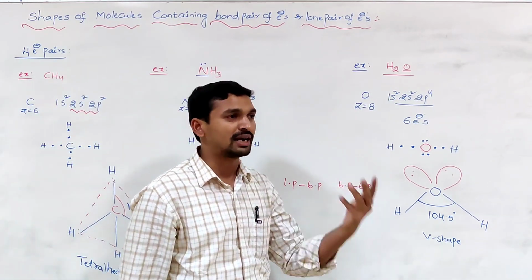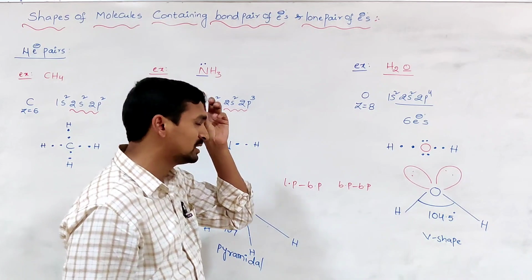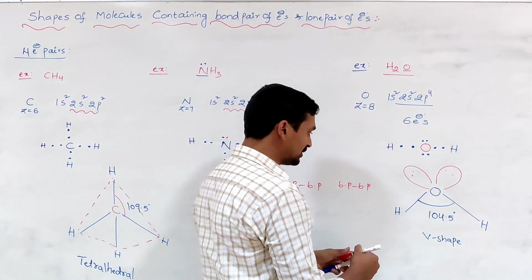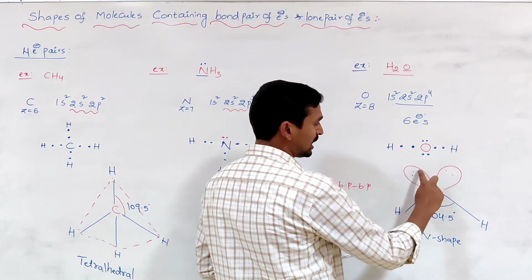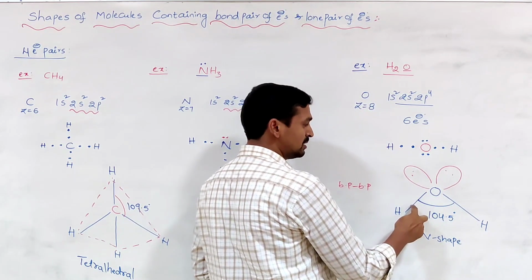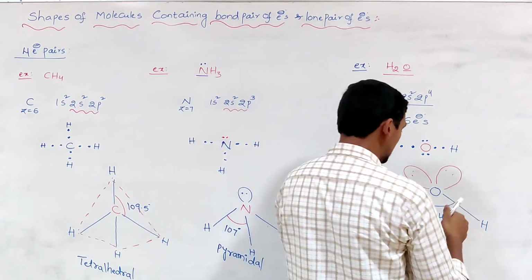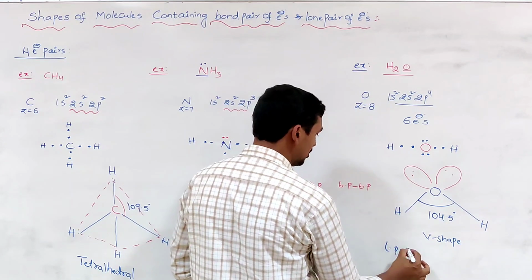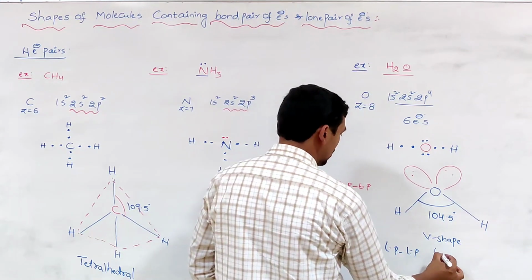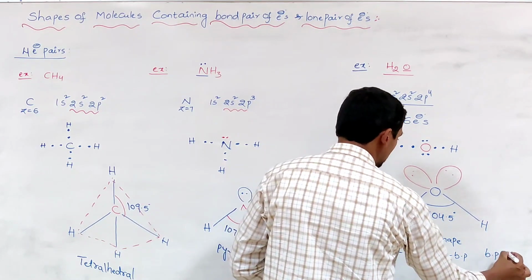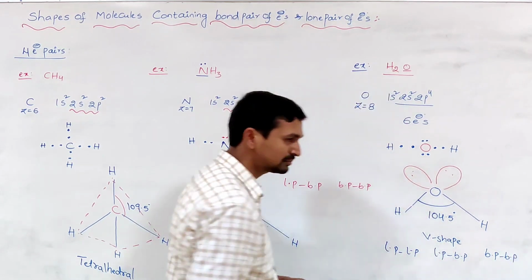Here some additional repulsions are present, that is, lone pair repulsions are also present. In the water molecule, repulsions are present between two lone pairs, and between lone pair and bond pairs, and between bond pairs. Totally, three repulsions are present. What are they? Lone pair lone pair repulsions, lone pair bond pair repulsions, and bond pair bond pair repulsions.